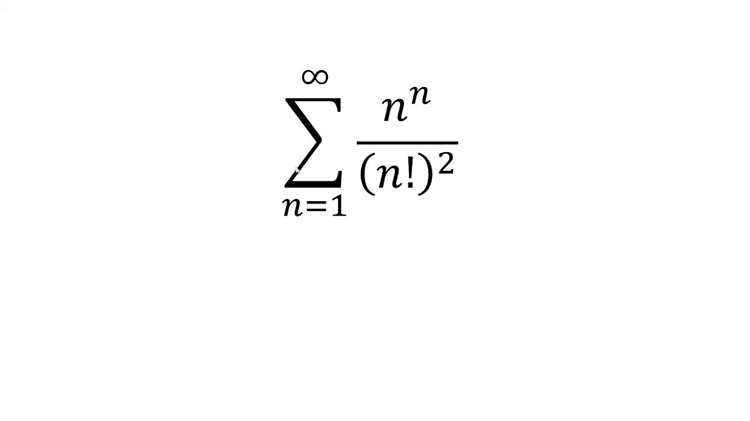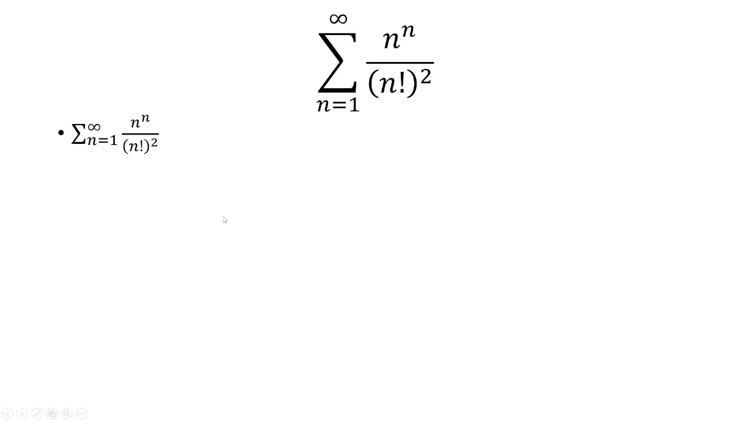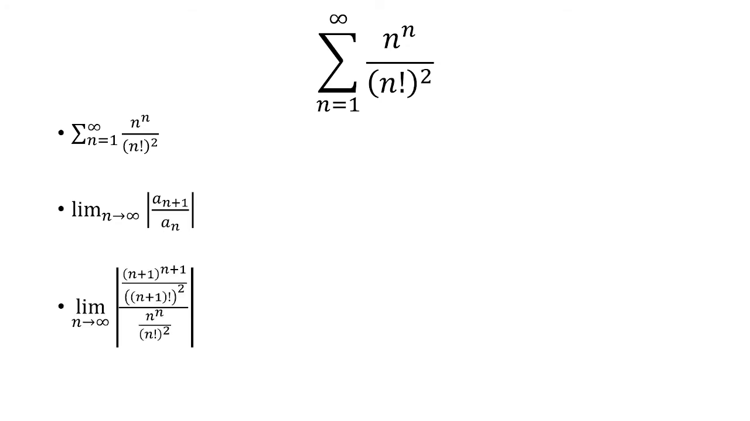In this video, we want to see whether the sum from n equals 1 to infinity of n to the nth over n factorial squared converges or diverges. So the way we're going to do this is by using the ratio test. We want the n plus first term over the nth term. So just plug in n plus 1 into the original series and then divide it by the original series.